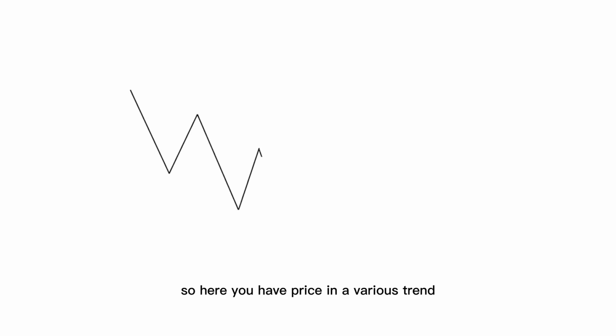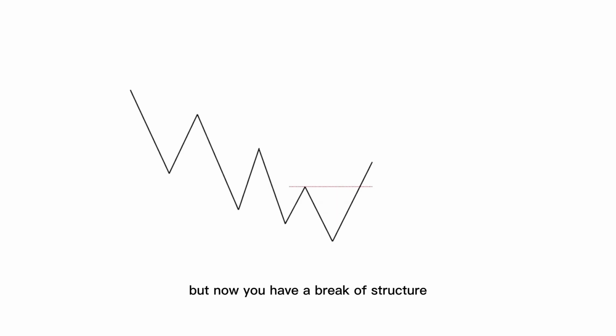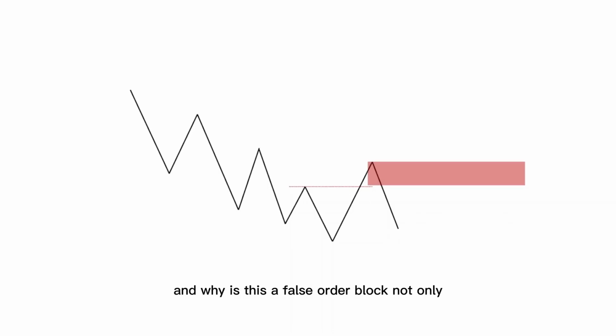So here you have price in a bearish trend. But now you have a break of structure and price comes back into the range. When price comes back into the range, you have an order block formed. And why is this a false order block? Not only is this an order block that's going counter trend, because the character is going to change, the second thing is it's a false purge. And when price does attack that order block, it will go through it.